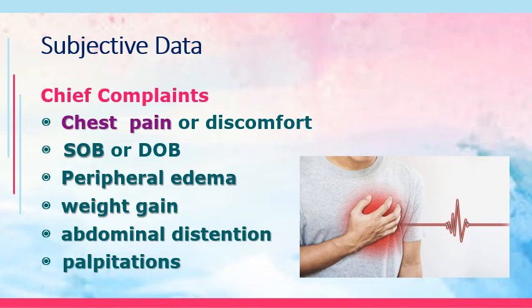Then, peripheral edema, weight gain, and abdominal distension. These are signs of fluid volume excess. These are signs of right-sided heart failure. Remember right-sided? These are systemic signs and symptoms. This may be because of the enlargement of your liver. This could be because of the enlargement of the spleen. So whenever there is enlargement of these organs, there's a tendency for the fluid to backflow, or to back out on the venous areas.